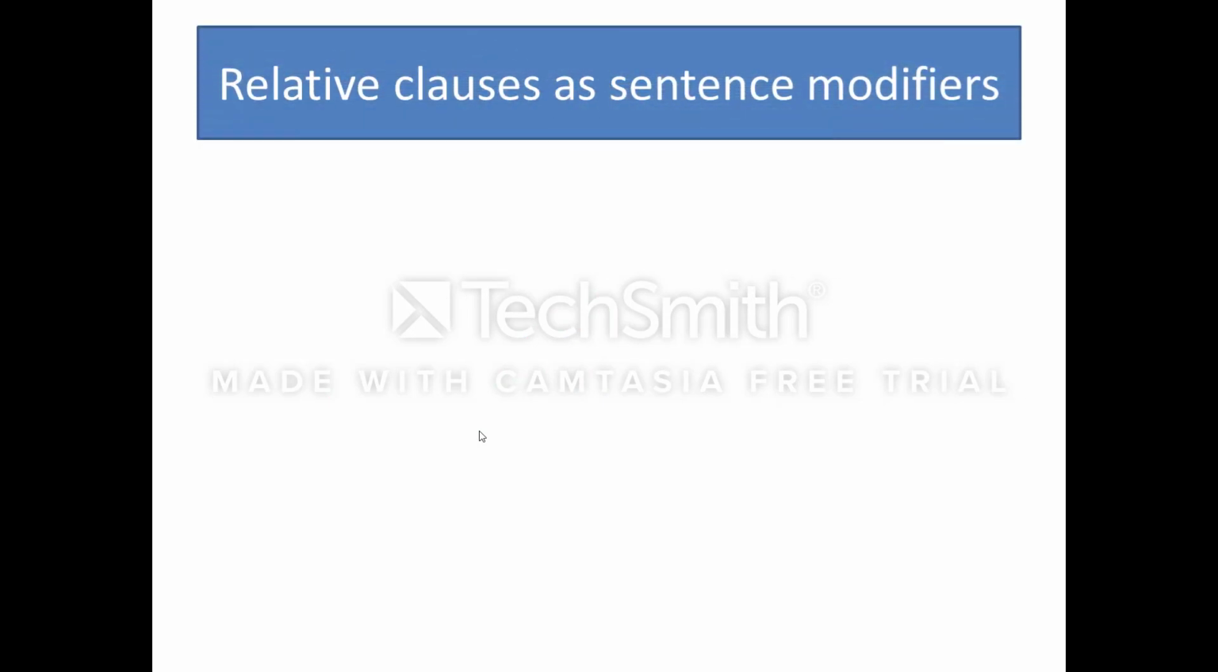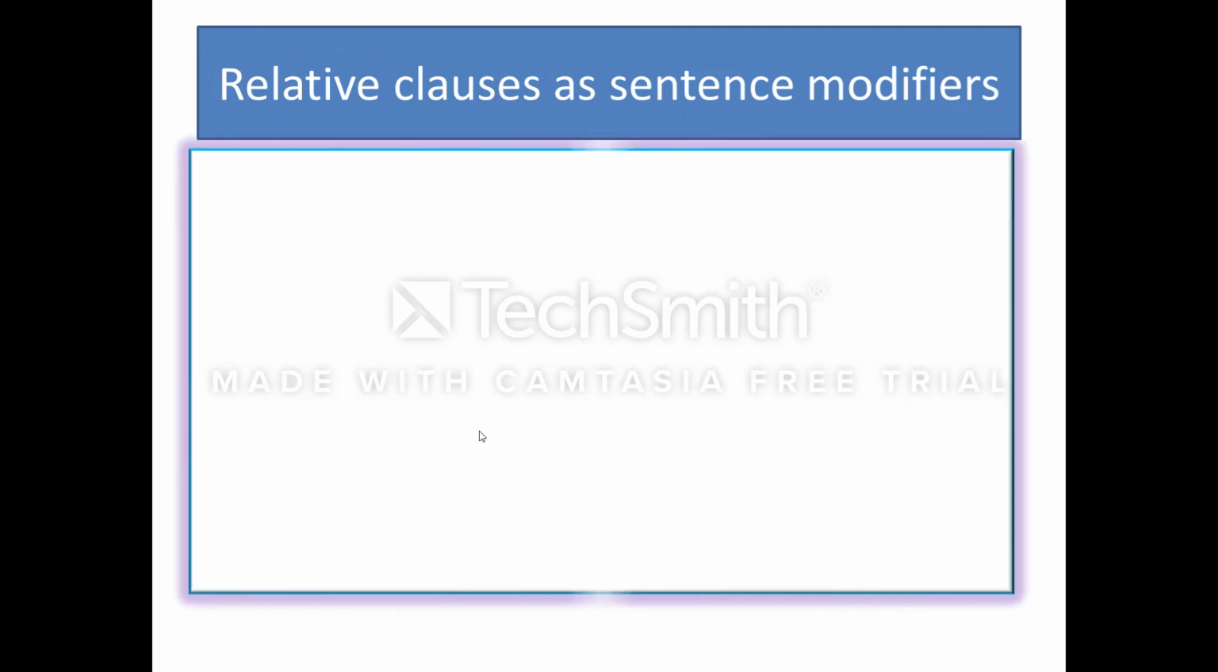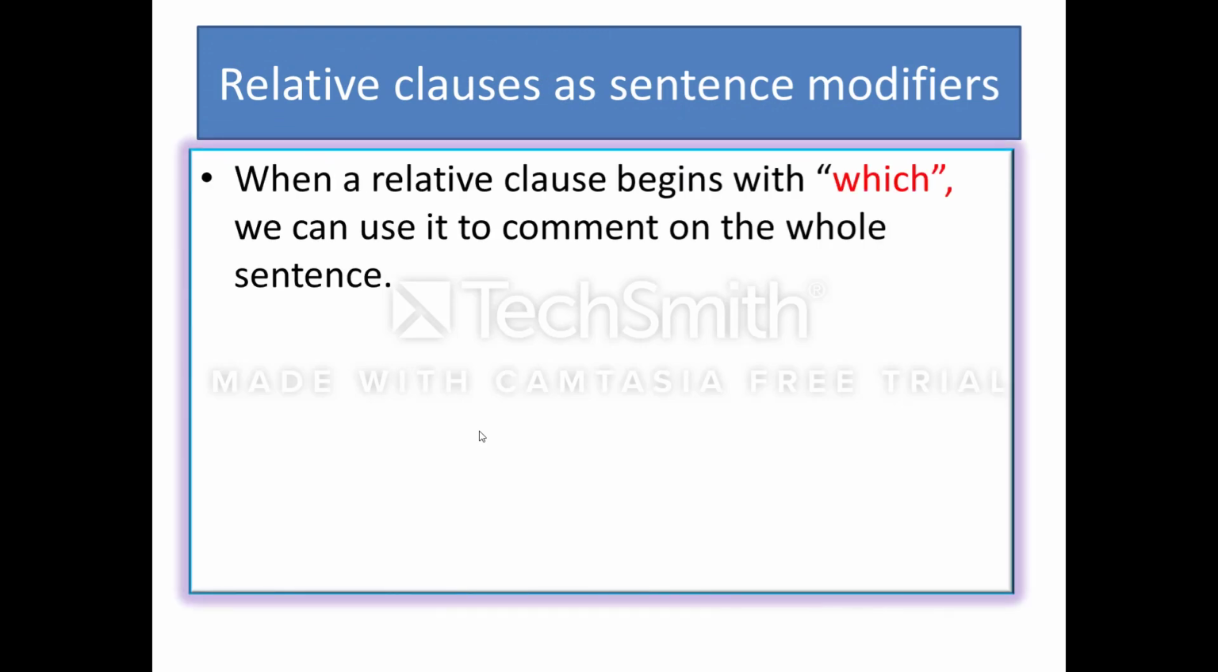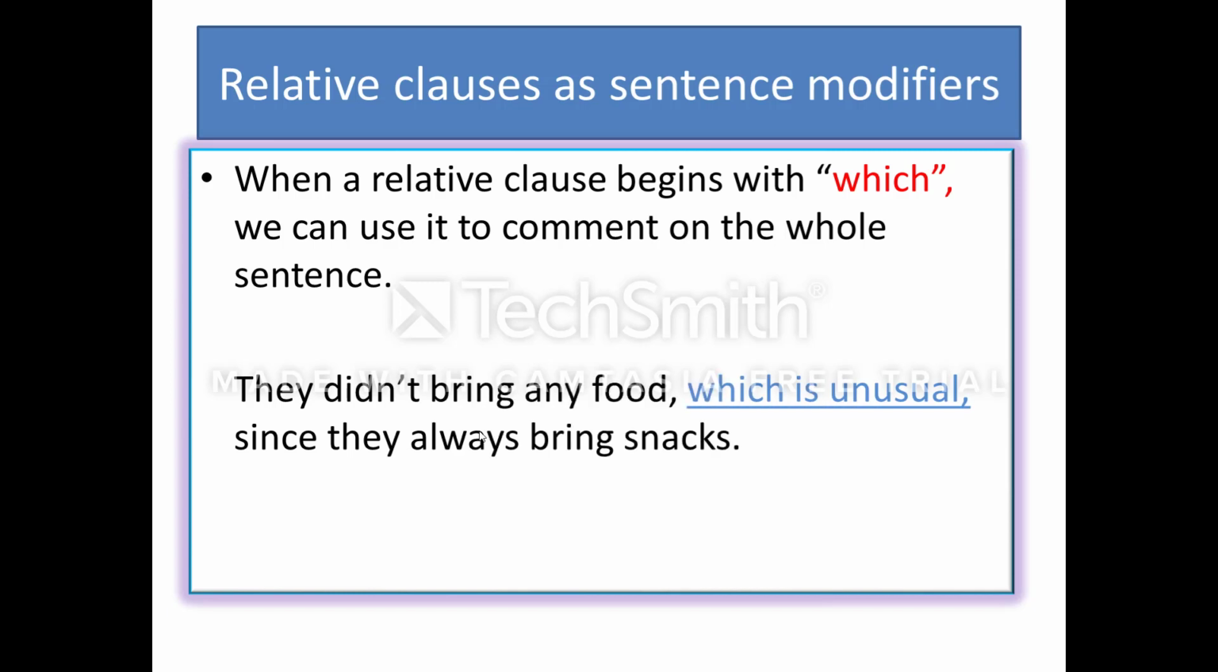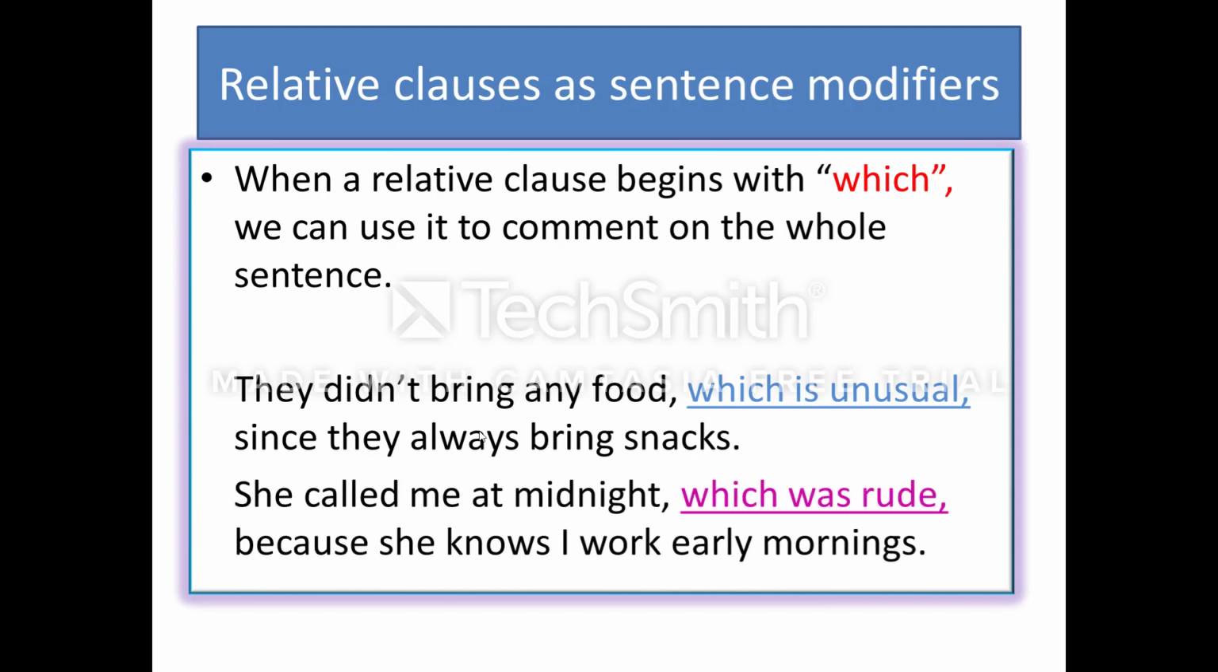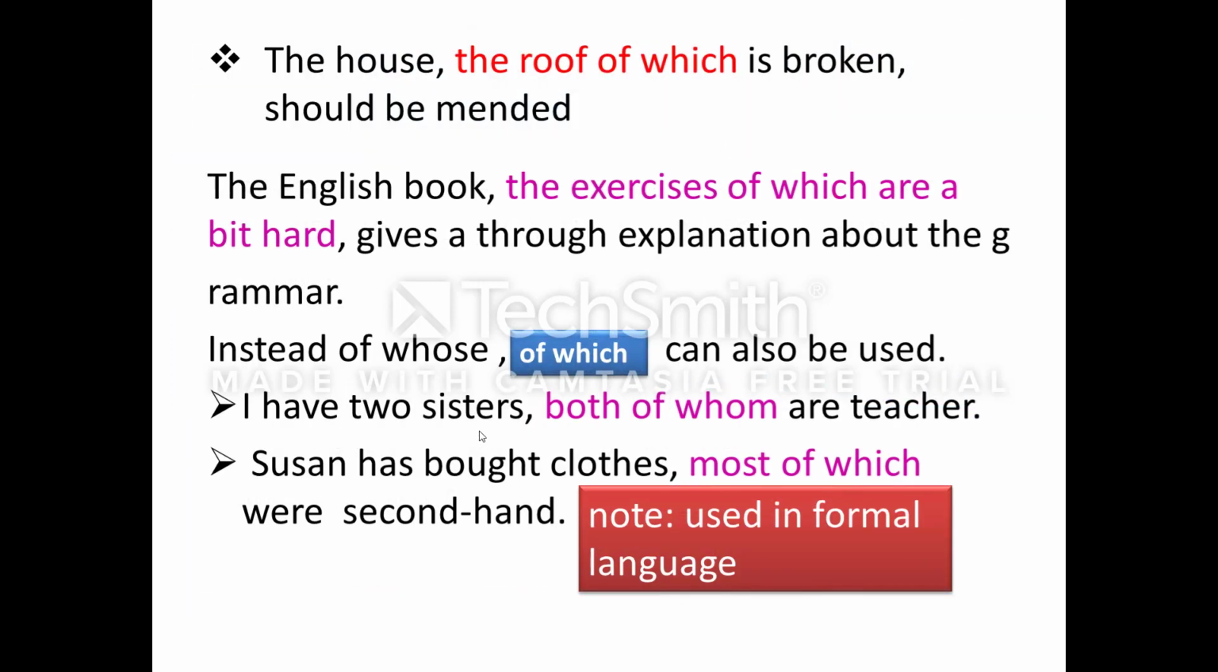What else can we say about relative clauses? Relative clauses as sentence modifiers. Let's see. When the relative clause begins with which, we can use it to comment on the whole sentence. They didn't bring any food, which is unusual since they always bring snacks. She called me at midnight, which was rude, because she knows I work early mornings.